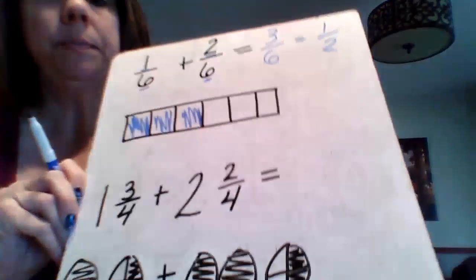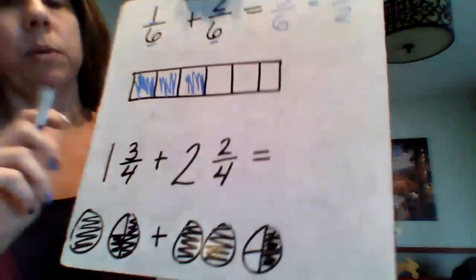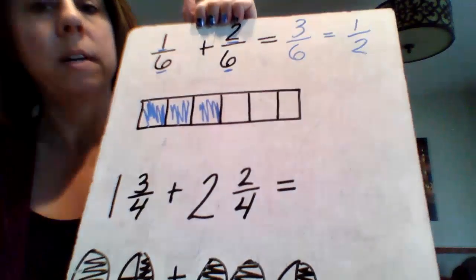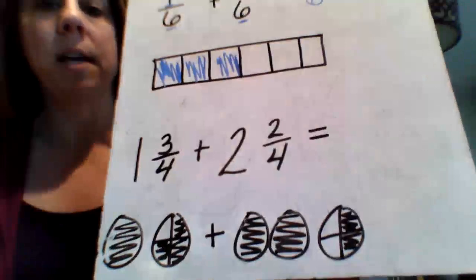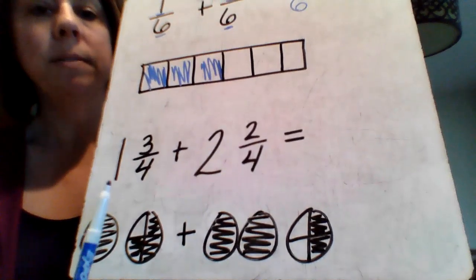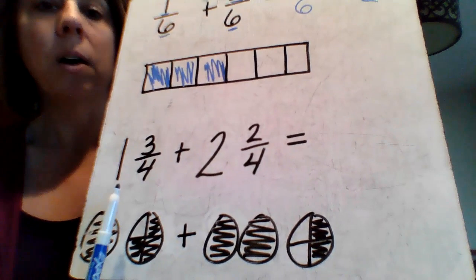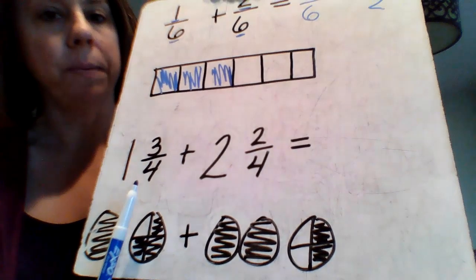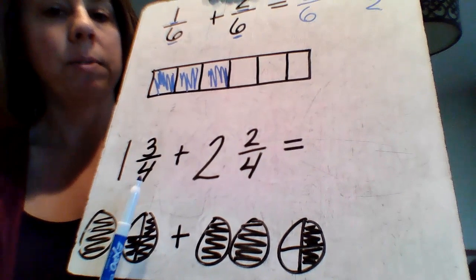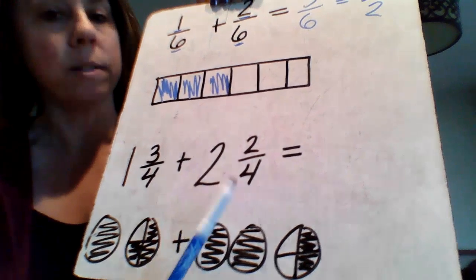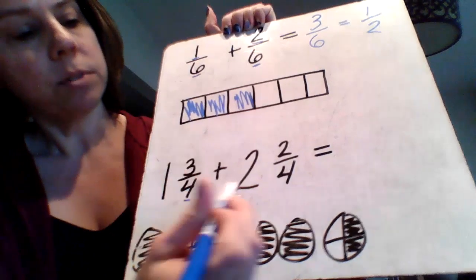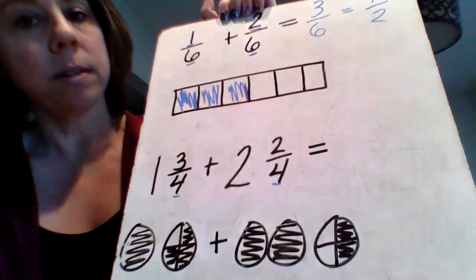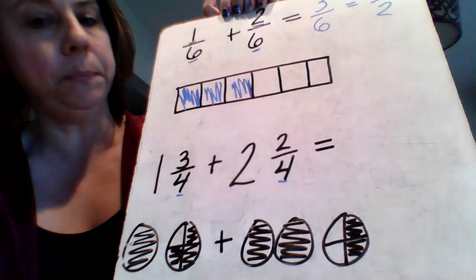Another example is dealing with what we call mixed fractions. So a mixed fraction has a whole number, and then a part of a number or a fraction. So here we have 1 3/4 plus 2 2/4. So again, we still have two fractions with the whole that is the same.